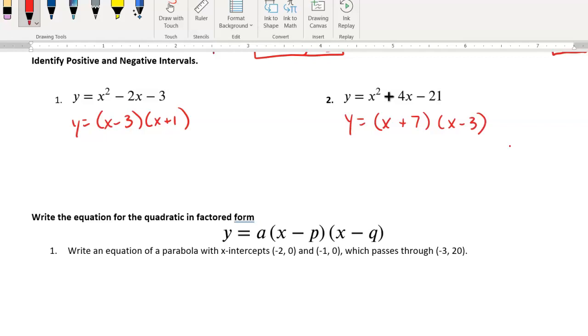All right, now I'm not going to graph these, but we want to figure out where the positive and negative values are. So here's a little trick for us, for positive and negative intervals.